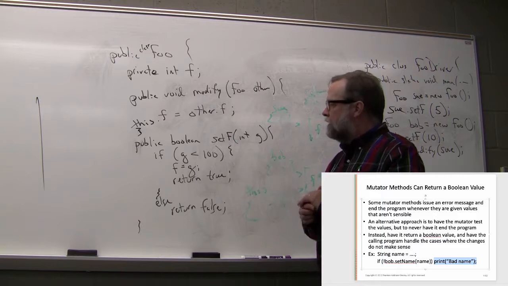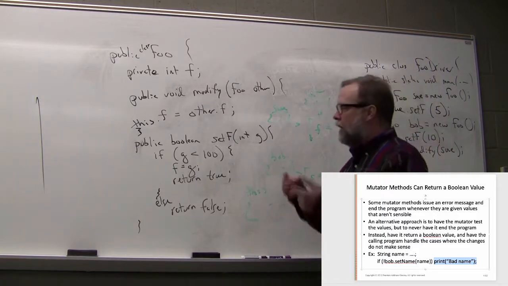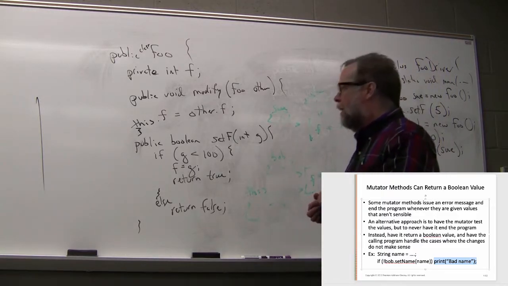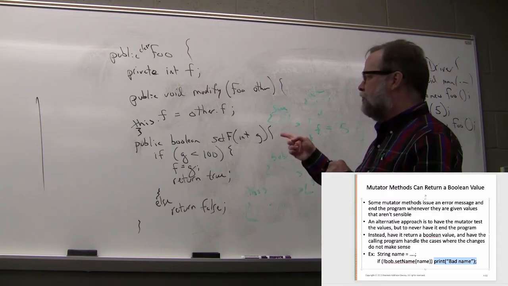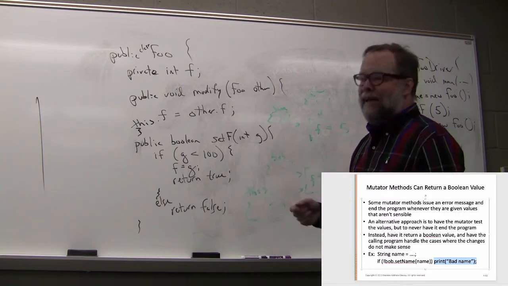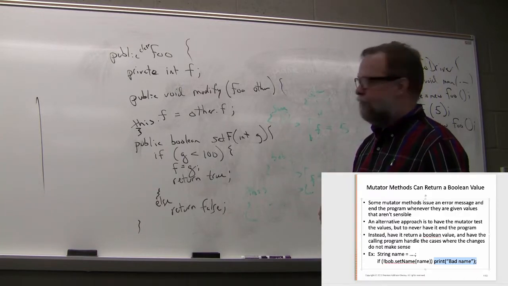Another thing we'll often see with setters, if we don't want to go Boolean, is that often what we do with setters is we just return the new value of the instance variable.